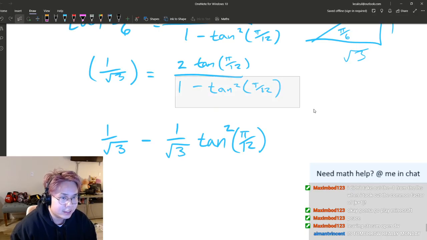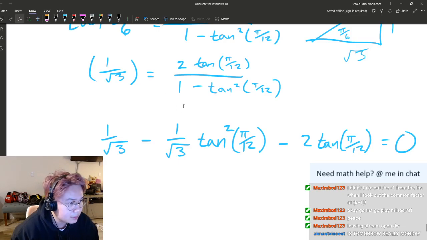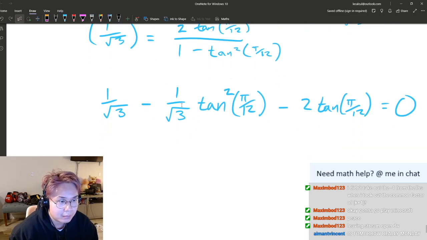So after I multiply this over here and then multiply the 1 over root 3 in, I'm going to take this and move it over as well. So I get minus 2 tan pi over 12, and then this is equal to 0. And essentially we just try to solve this, I guess using the quadratic formula. It is slightly out of order though, so let's just be a little careful.